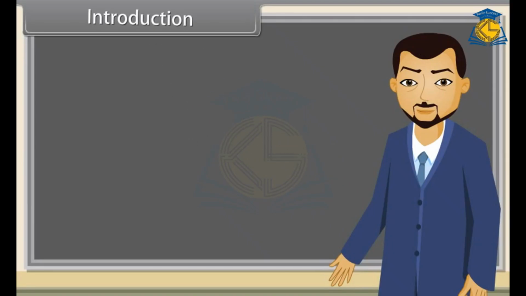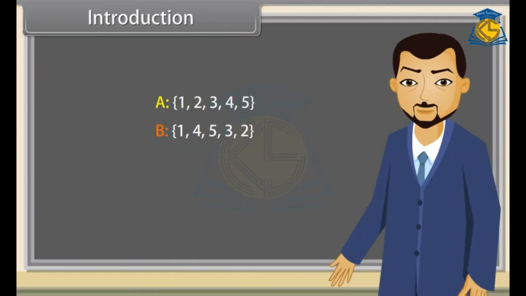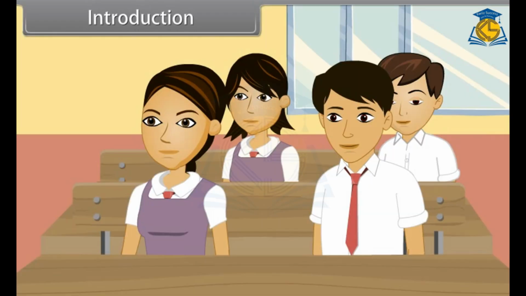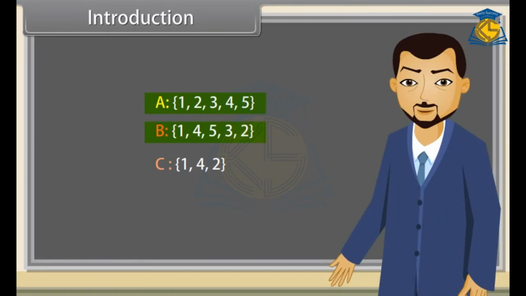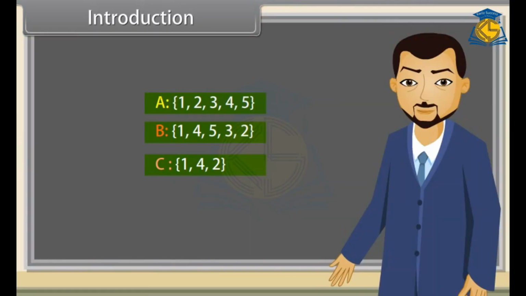Introduction. Students, look at these two sets. What can you say about these two sets? These both are equal sets. Very good. A and B are equal sets. Now, if we take this set C, what can we say about this? The set C is a subset of set B and set A. Teacher, what is a subset? Come, I will teach you.